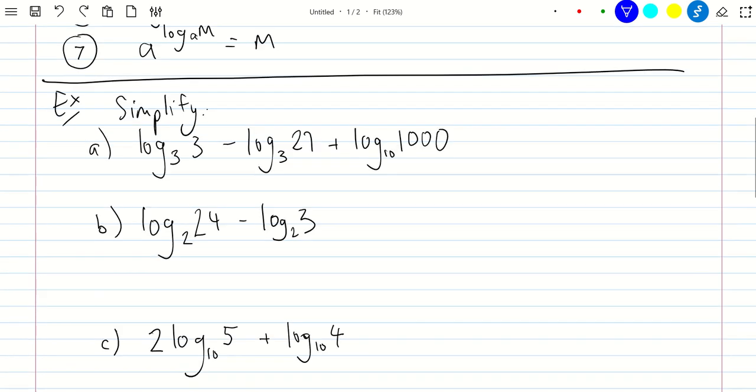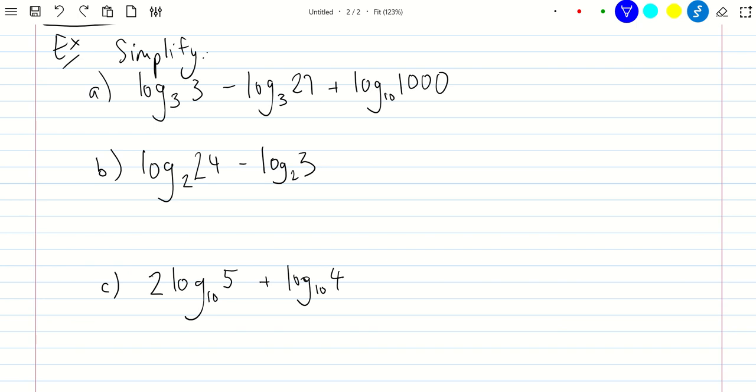So here we go. Firstly, we've got log base 3 of 3, take away log base 3 of 27, plus log base 10 of 1000. Let's simplify this now. Firstly, log base 3 of 3: 3 to the power of what is equal to 3? Well, that is equal to 1. Next, we have log base 3 of 27. Well, 3 to the power of 3 is 27, so that second one will be minus 3.